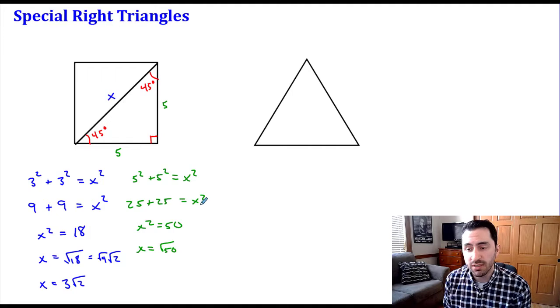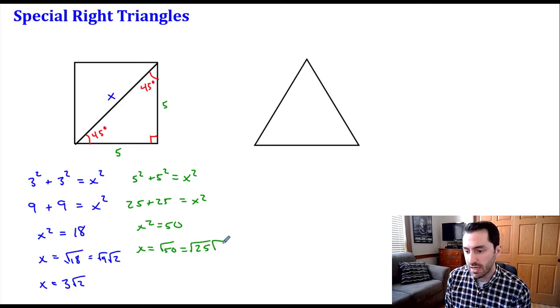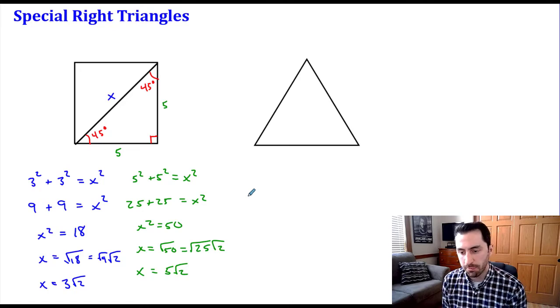And again, we can simplify this. So if we simplify, what's the biggest perfect square that goes into 50? It's 25. So we can take 50, split it up into the square root of 25 and the square root of 2. And now we can finish simplifying. The square root of 25 is 5, and the square root of 2 has to stay the same.